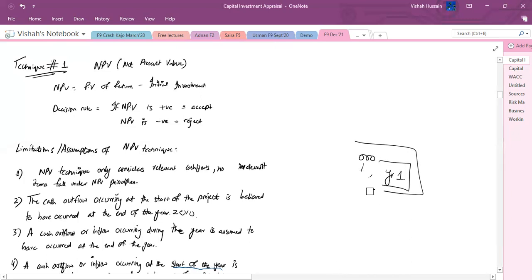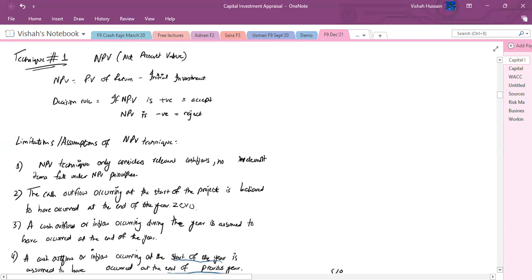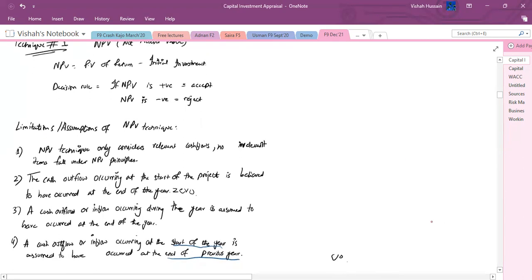How will you compute NPV? Present value of returns minus initial investment. Returns are basically the inflows that you're getting. Let's say if you're getting a sales revenue of $100,000, that is your return. Similarly, if you're getting a profit of $50,000, that is your return. Initial investment is the amount that you invested at the start of the project.